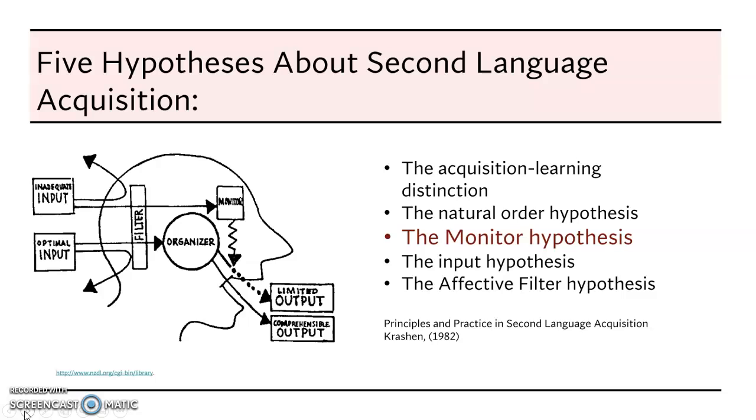So the monitor hypothesis was first presented in 1982 in Principles of Practice in Second Language Acquisition by Stephen Krashen. There are 5 hypotheses about second language acquisition, and the monitor hypothesis has to do with learned language, such as grammar, vocabulary, and applying these things to language that has been acquired naturally. So this is where the two intersect.